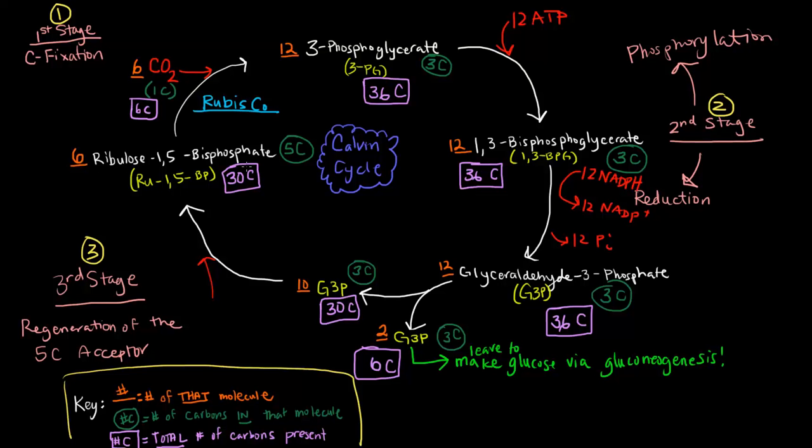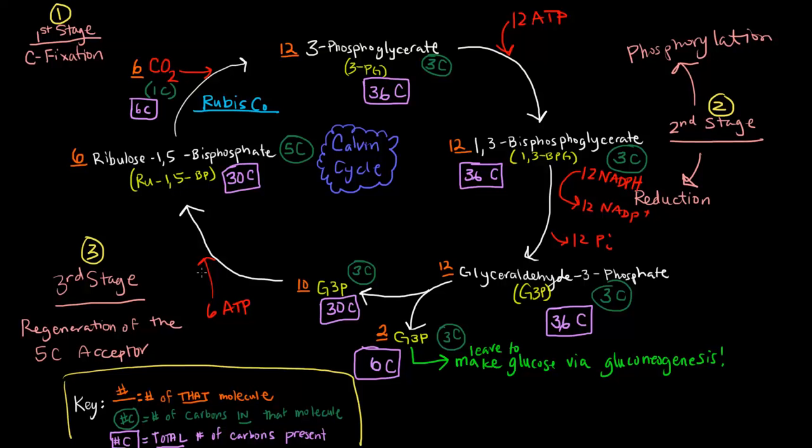Does that make sense? Well, if we have 30 carbons here, 30 carbons here, we don't need to add or remove any carbons. All we need to do is make sure that we add phosphate groups, right? Because these glyceraldehyde 3-phosphates only have one phosphate. These ribulose 1,5-bisphosphates have two. So we need to add one phosphate for each one that we create. If we're creating 6 of them, we need to add 6 ATPs.